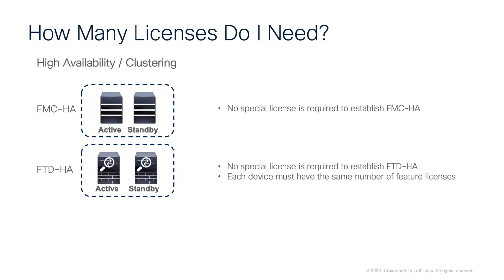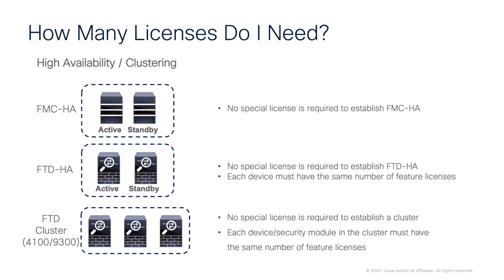For the managed devices themselves, the actual firewall appliances that are on the wire applying policies, again, there is no special license required to establish or enable a Firepower Threat Defense HA pair. You obviously have to purchase 2 devices, and each device within that HA pair must have the same number and type of feature licenses applied. So if you want to do URL filtering, for example, then both of those appliances would require a URL license.